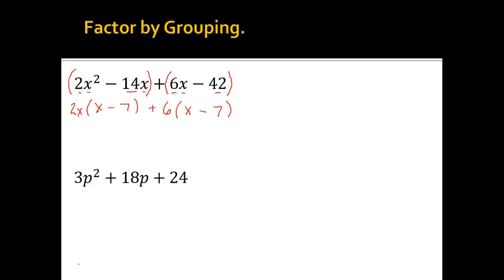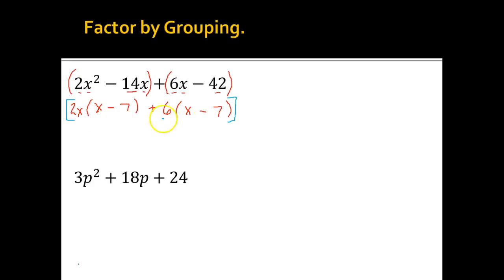Now we're going to kind of shift, this is kind of kooky. We're going to shift conceptually what we're thinking about. We were thinking about these as two groups of two factors, and now I want you to think about it as one whole group of two factors. The two factors are 2x times x minus 7 and 6 times x minus 7.